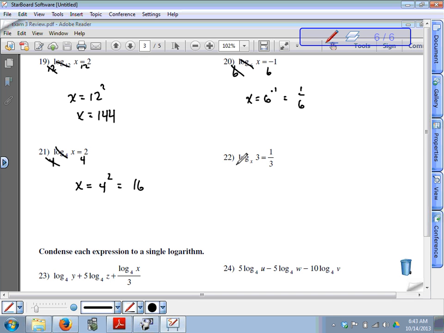And on number 22, let's use a base of x on both sides. If 3 is equal to x to the 1/3. Now x is being raised to the 1/3 power, so we can raise it to the 3rd power. We have a power raised to a power, let's multiply. 1/3 times 3 cancel each other out to 1. So x is equal to 3 to the 3rd, which is 27.